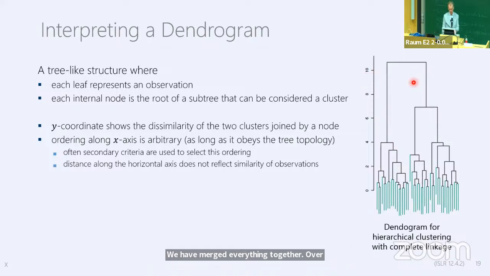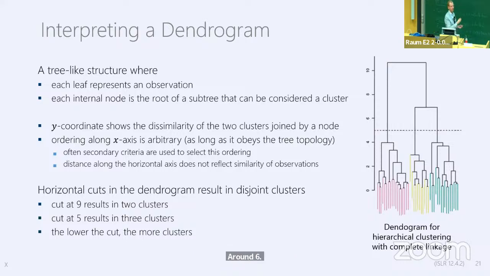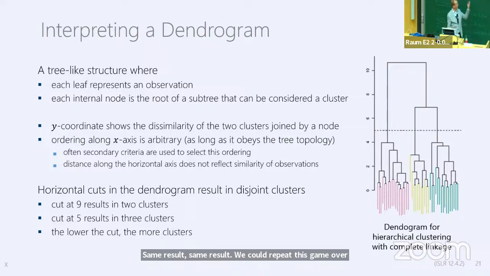If I cut over here, I have clustered all those things together, and they have a similarity of this. Here on the right-hand side, I've clustered those all together, and they have a similarity of that. So we already know that the left cluster is more similar than the right cluster. But if you want two clusters, here you are. Where should I draw the line if I want three clusters? It's not a trick question. Ben? Around 6. Okay, the example is more at 5, but I personally like 6 better. It's the same result. We could repeat this game over and over, all the way up to n.